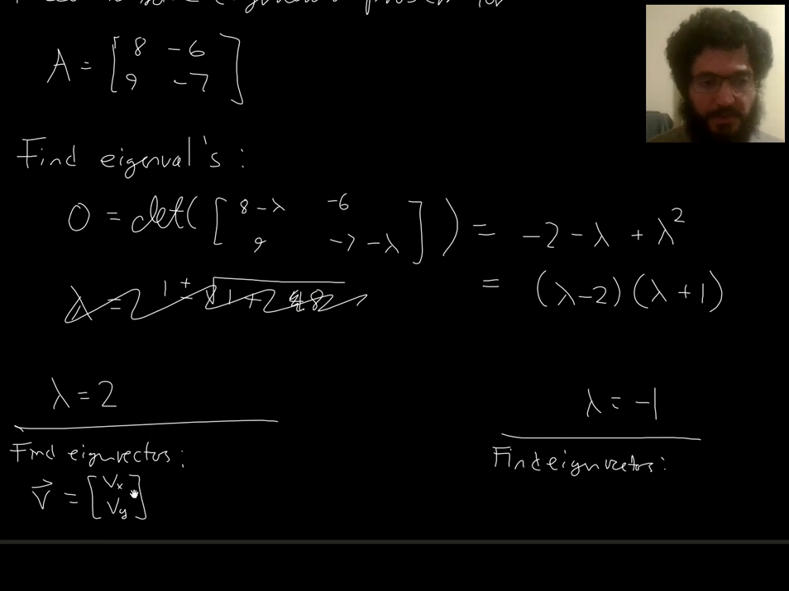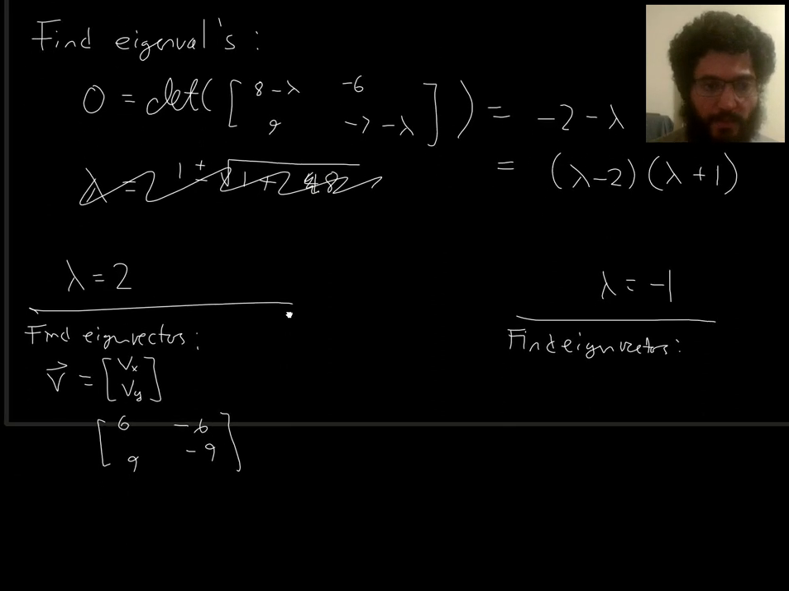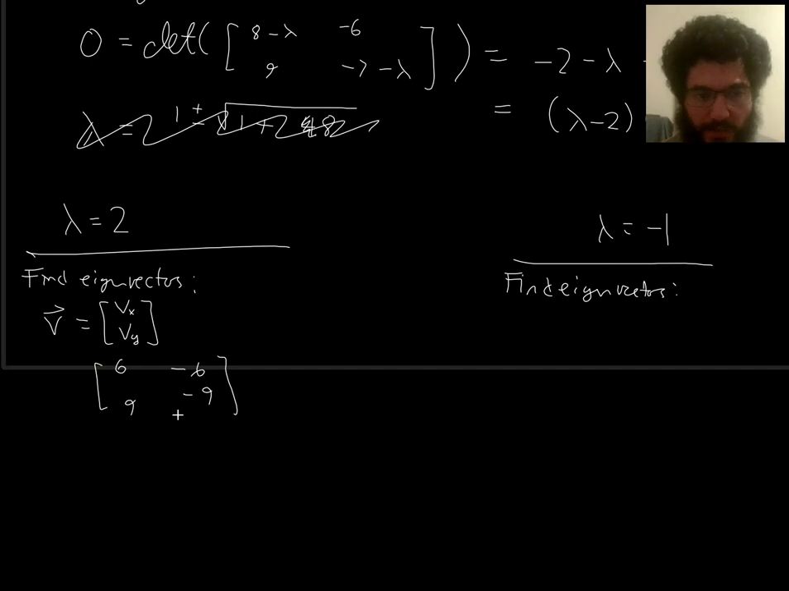Okay, so to find eigenvectors, you need to find vectors that this matrix here kills. So vectors that this matrix minus 2 times the identity kills. So it comes down to finding the null space of this matrix: 6, that's 8 minus 2 is 6, minus 6, 9, and then -7 minus 2, that's minus 9. And the matrix is always going to be a singular matrix when you do this. That was the whole point of getting the determinant to be 0, right? So just find something non-zero in the null space of this.